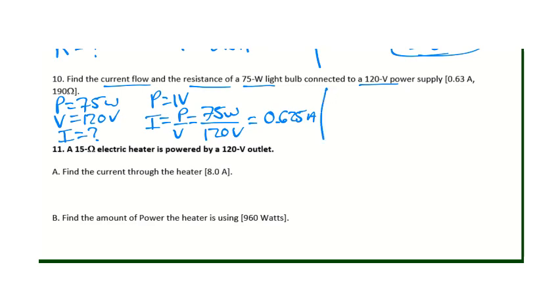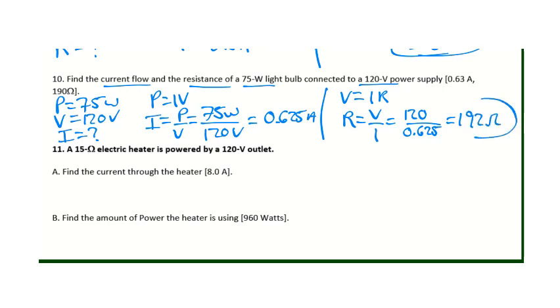Second part of that is finding the resistance. So V equals IR. We're looking for resistance is V over I. So V is 120. I we just found to be 0.625. So we divide that. We do get 192 ohms. Okay, 192.